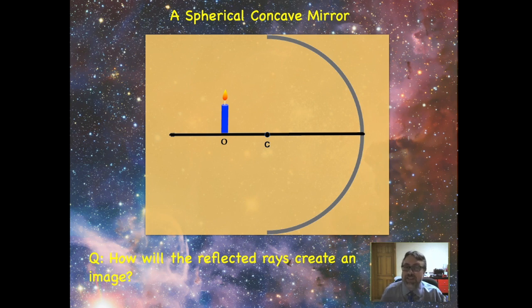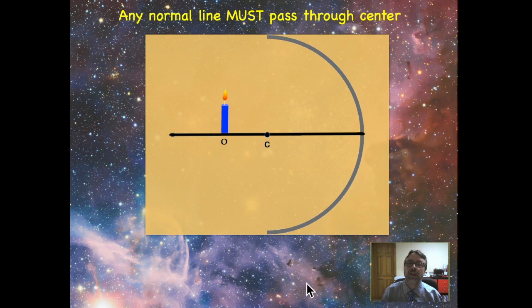Now, if I place an object in front of this mirror, like this candle, the question is, how will the reflected rays create an image? So remember, we only have this simple rule of reflection, that the angle of the incident ray must equal the angle of the reflected ray when measured from this perpendicular normal line. So let's apply that rule to this situation. Well, the first thing to note is any normal line must pass through the center of the circle.